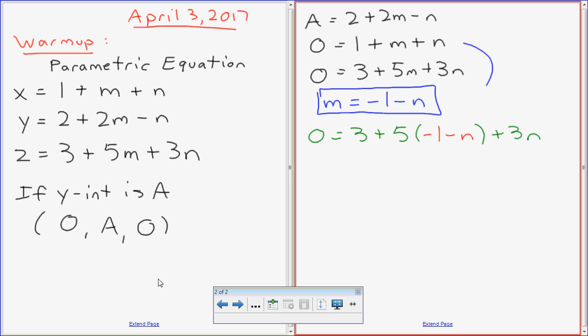All right, Brad, multiplication time. What is 5 times negative 1 minus n, please? Negative 5. Yeah, minus 5n, yeah. Oops, I forgot a 3 there. Try again. Minus 5 minus 5n plus 3n. All right.